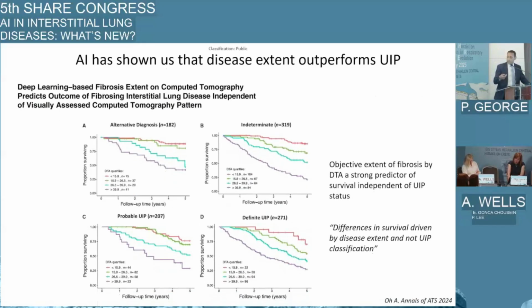This is a paper in the Annals from last year, which shows that regardless of whether you have alternative diagnosis in the top left or definite UIP in the bottom right, your extent of disease is by far the most prognostic, regardless of how certain you are that there is UIP or not. And the authors go on to state that the differences in survival are driven by the amount of disease and not necessarily by the classification of UIP.